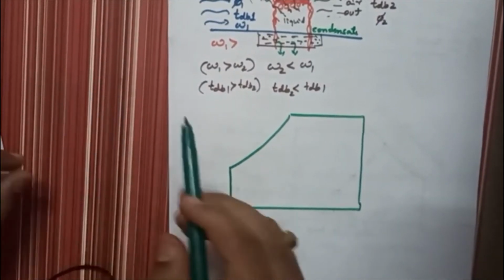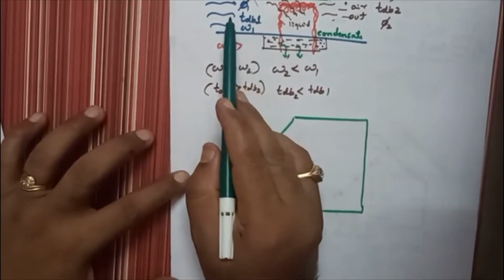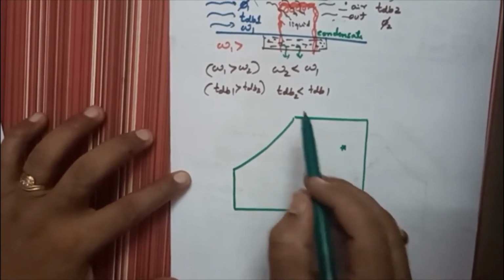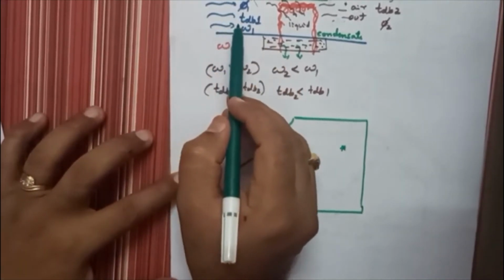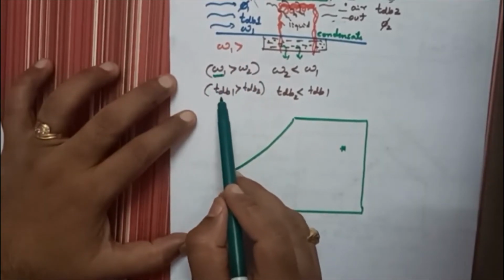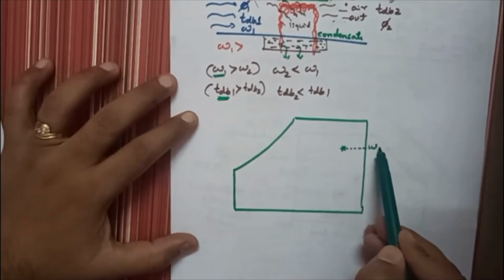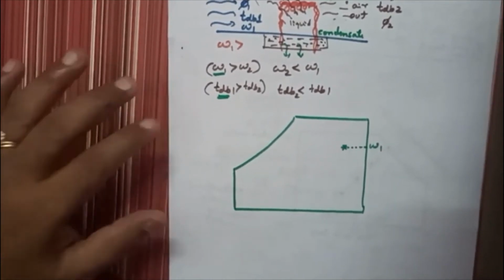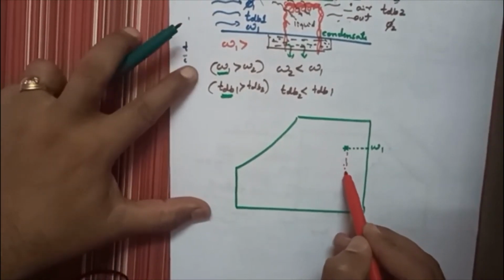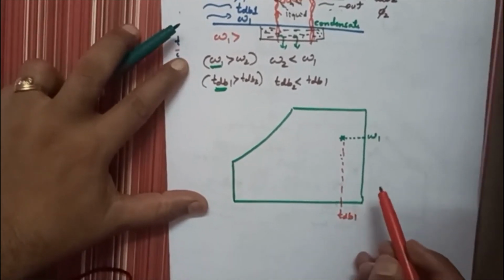So at point number 1, it is a high moisture content, because moisture content is more, at the same time temperature is also more. Moisture content is more, omega 1 is more, and temperature is also more. So that is the reason I have represented here omega 1. Temperature is more here. Dry bulb temperature at point number 1.